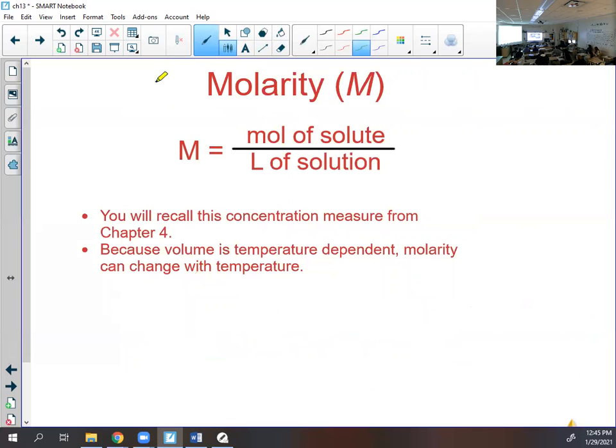Okay, molarity. I know you guys know how that feels. Getting really close, but you're still super wrong.